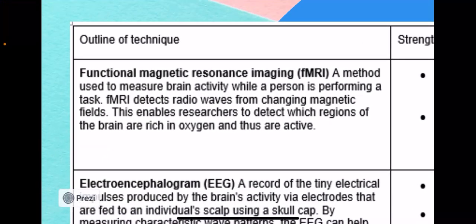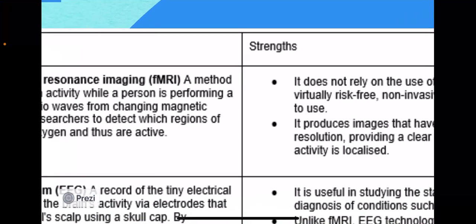So, fMRI is a method used to measure brain activity while a person is performing a task. fMRI detects radio waves from changing magnetic fields. This enables researchers to detect which regions of the brain are rich in oxygen and thus are active.